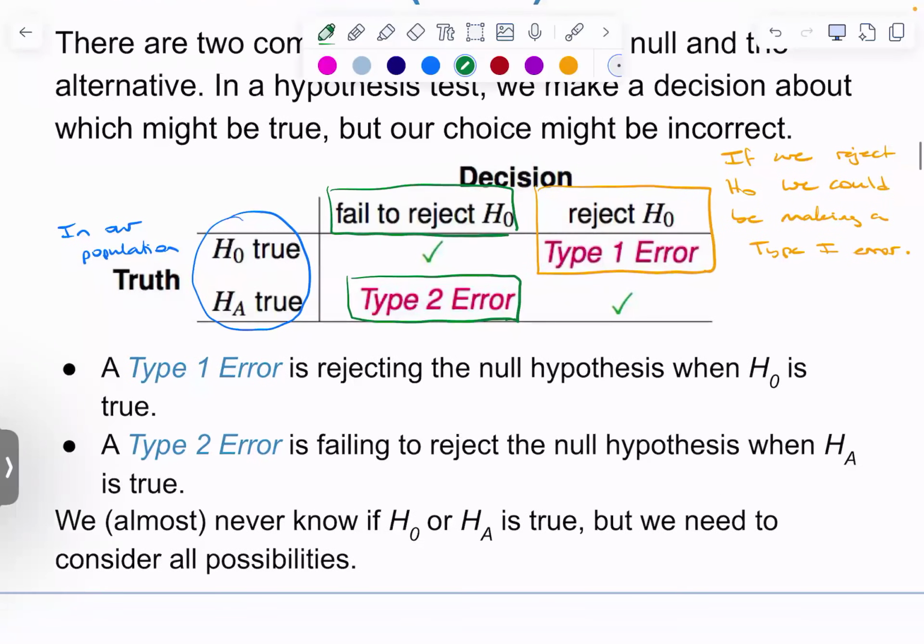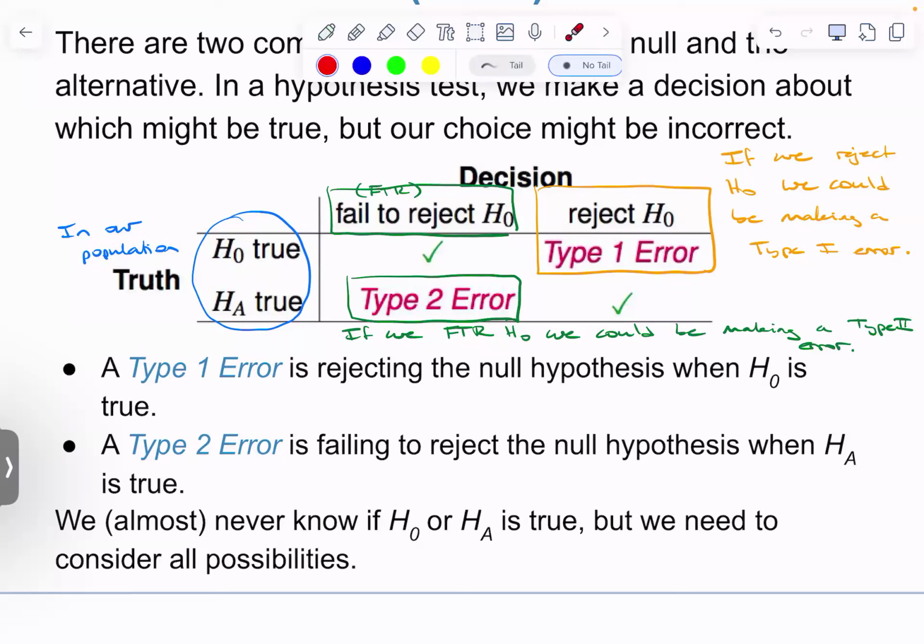And so if I'm going to do a shorthand, FTR, fail to reject H naught, we could be making a type 2 error. If HA is true, so if the alternative hypothesis is true, and you've rejected H naught, then that's a good decision.